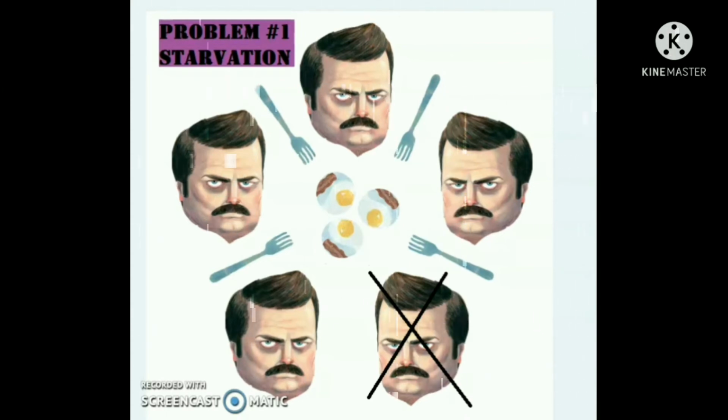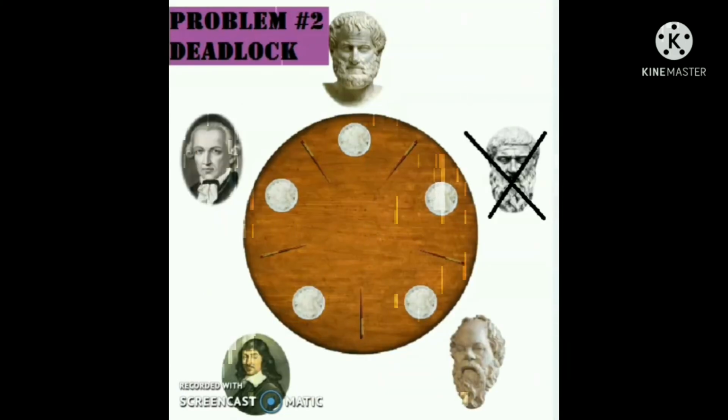The first problem is starvation. So what is starvation? Starvation is a situation where one philosopher never gets the chance to eat, and thus eventually starves and dies, because of the situation where someone takes both forks. One of them could not eat because another got two forks.